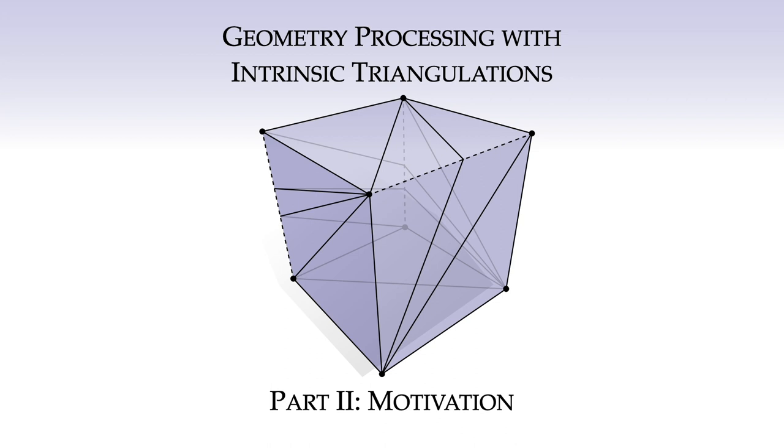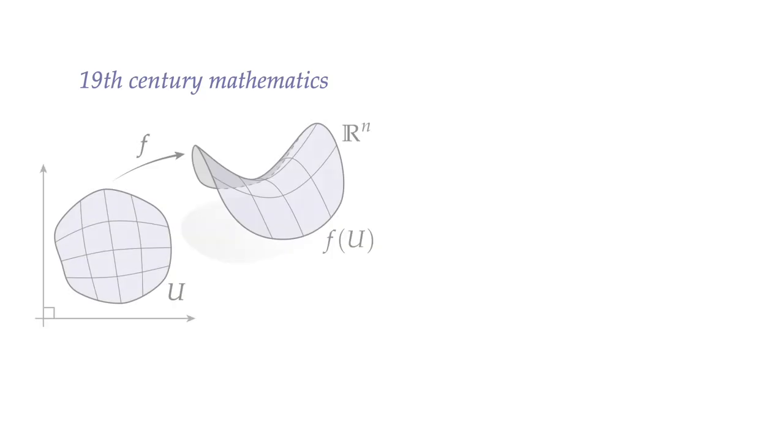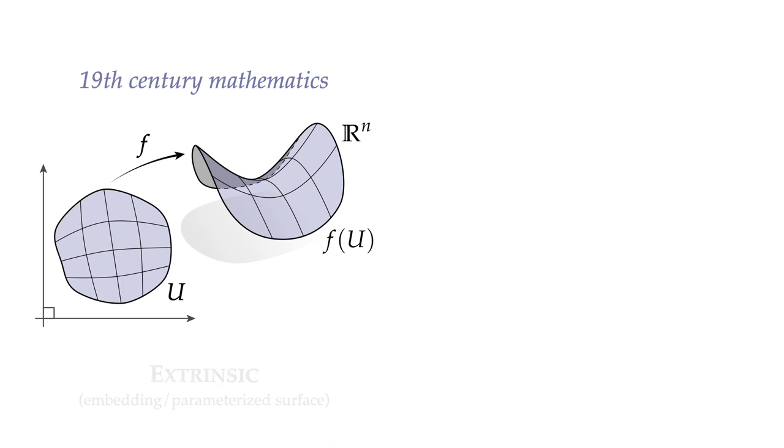Before we get too deep into the details, I think it's important to motivate why you should even consider this strange and different approach to thinking about meshes. Our story really begins with 19th century mathematics. Back then, if you wanted to talk about a shape, a surface, you'd have to describe how it gets embedded in space. In other words, you'd have to give it a so-called extrinsic description, like a parameterization.